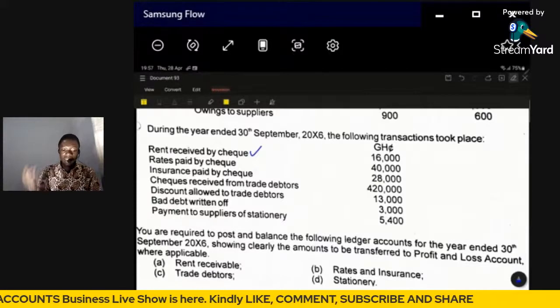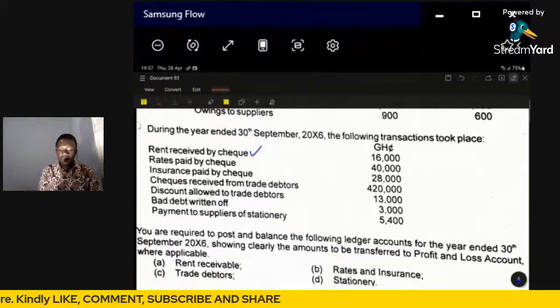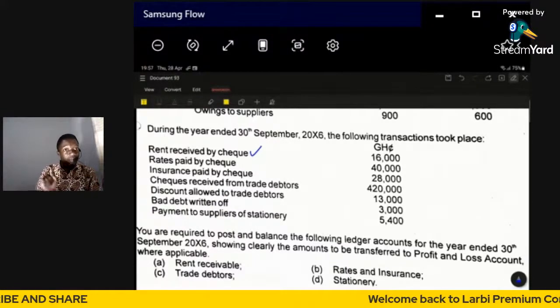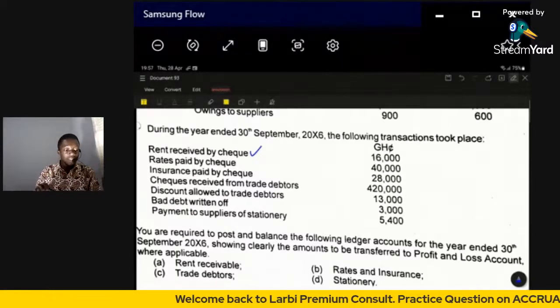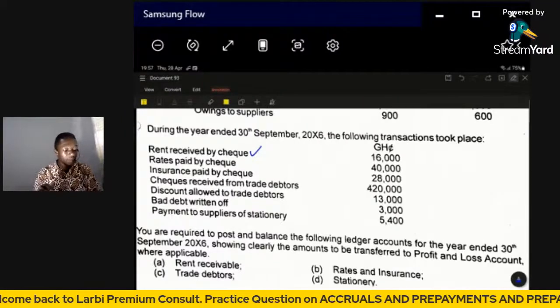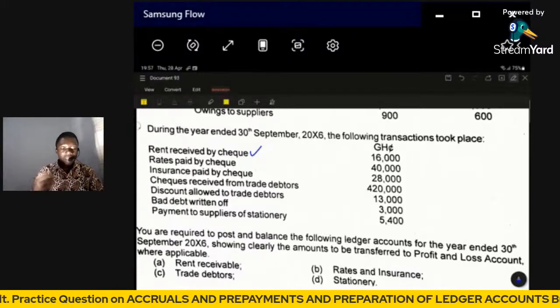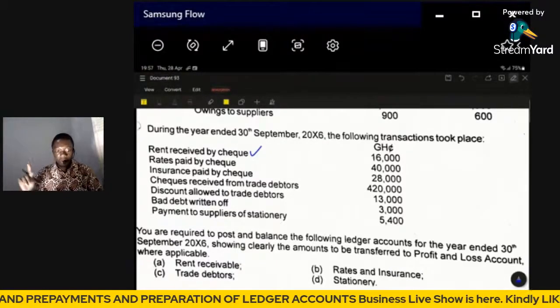During the year ended 30th September 2006, the following transaction took place. Rent received by cheque, 16,000. So here is a case where it is actually the tenant that is paying the rent. So Padisco is receiving that money in the form of a cheque. So here we have two accounts that are involved.